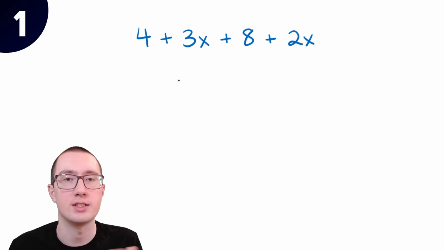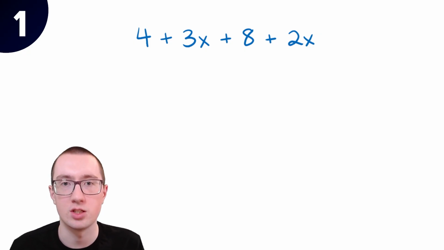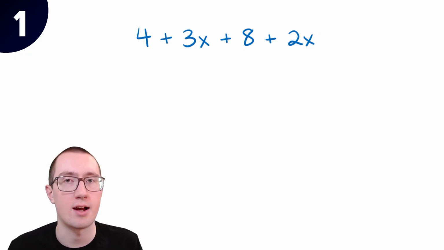What that basically means is that this is more complicated than it needs to be. And so we need to shorten this down as much as possible. Now, the most obvious way to do this is to just add up numbers like regular math. So 4 plus 8, well, that's 12. So we're going to have a 12 in our simplification.